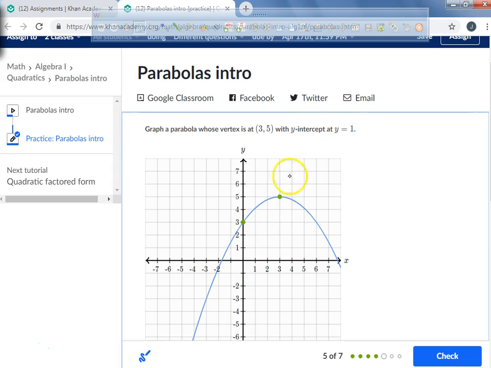So we have a y-intercept at y equals 1, which is right here, and we have a vertex at 3, 5. So what would this vertex be known as? What's another word for this vertex? It's the highest point, known as the maximum. Right? It's the maximum height. If it was like this, it would be known as the minimum height. And that's what you're doing.